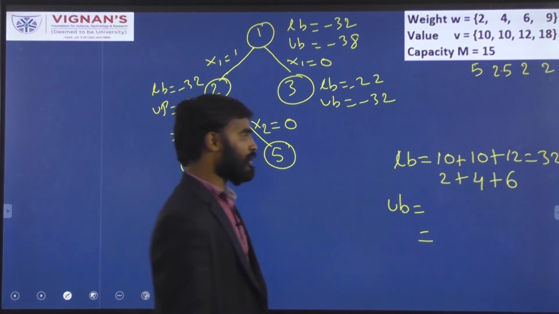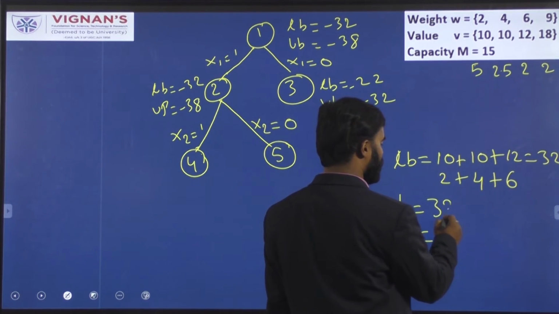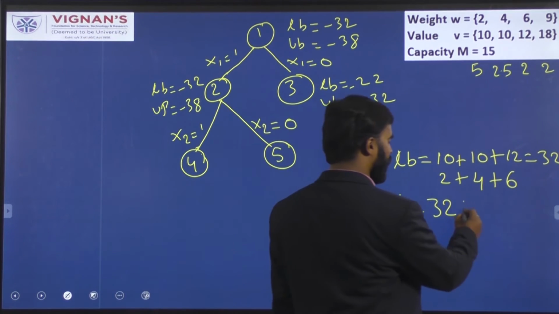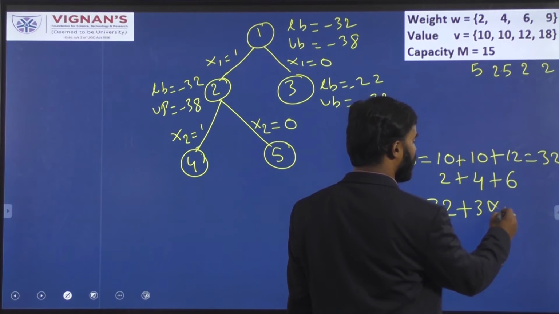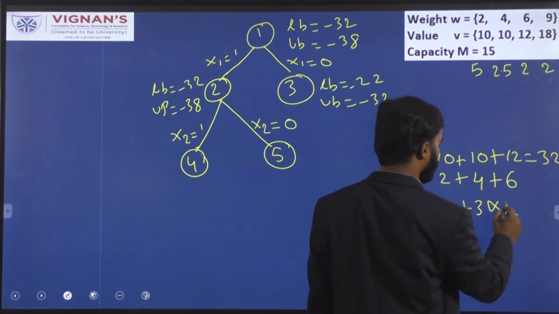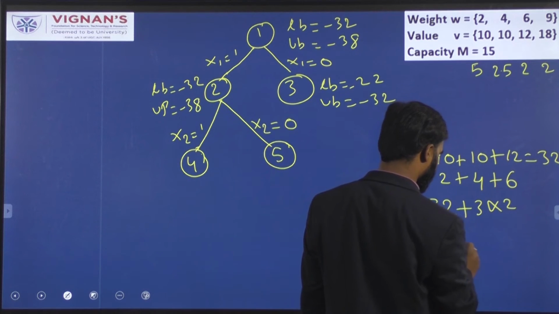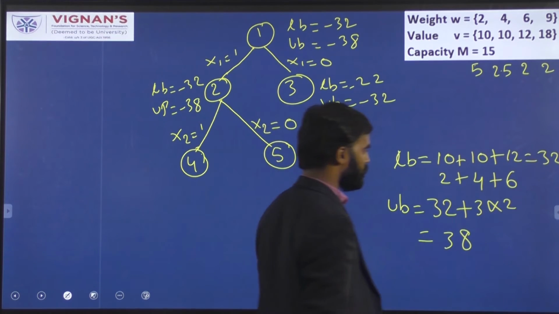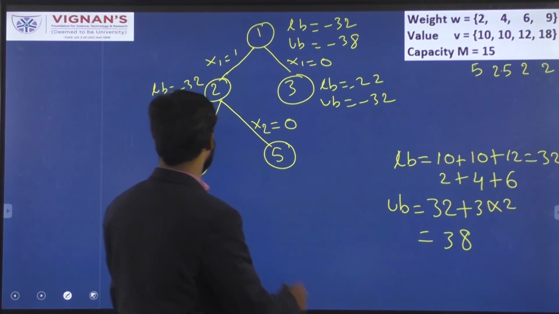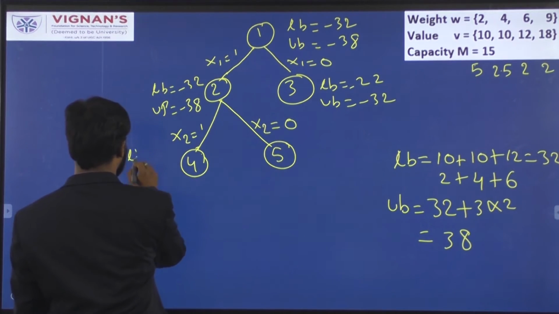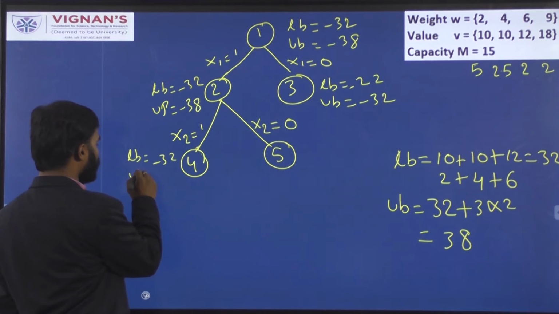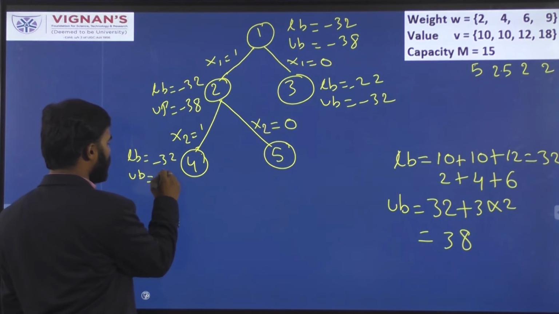The upper bound is nothing but the value of selection plus the remaining weight, which is 3, into the profit of next item. The next item is 4, so it is 38. Okay, so the lower bound is 32. Lower bound is minus 32 and upper bound is minus 38.